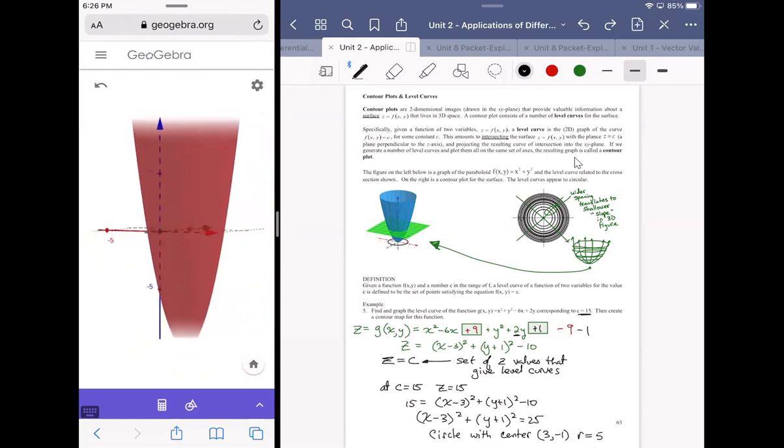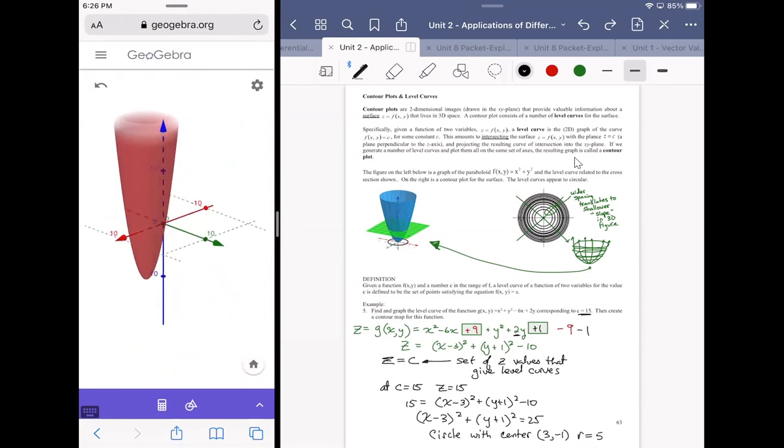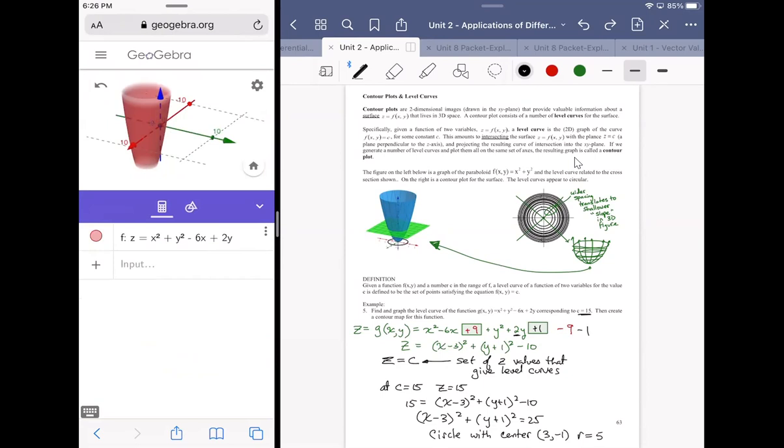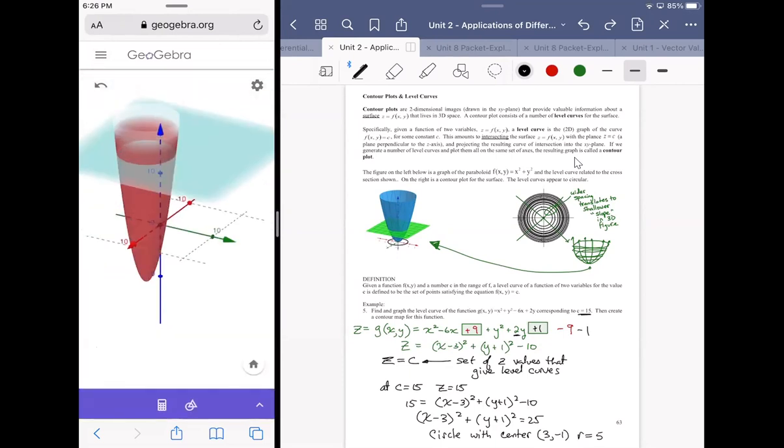I kind of like to see at least the heart of the graph, get some of the bits and pieces here. All right, now, if I graph along with that equation, the z equals 15, you see that it does intersect that curve in a circular fashion.